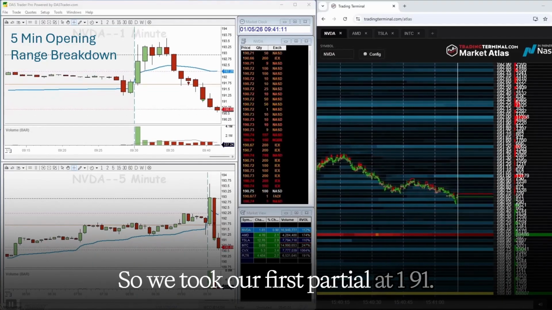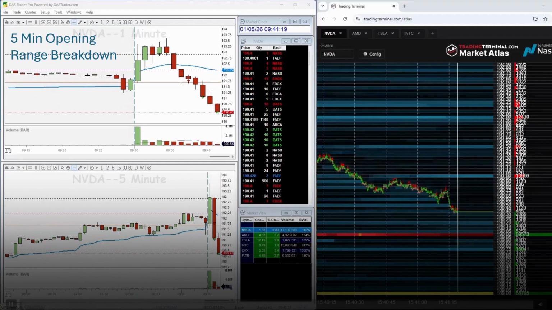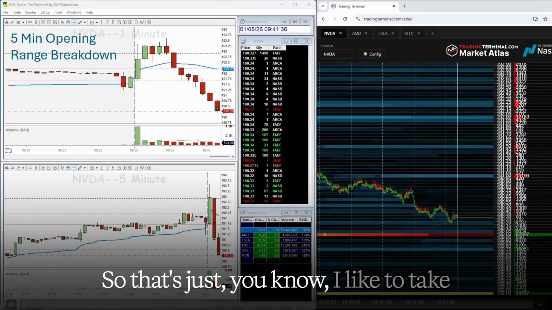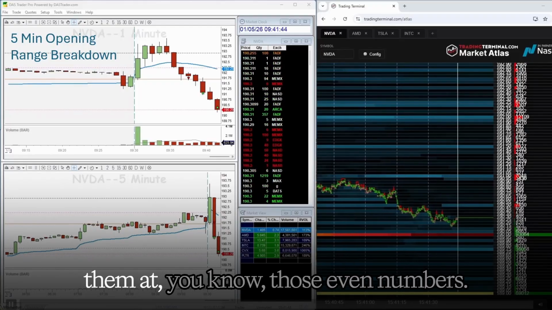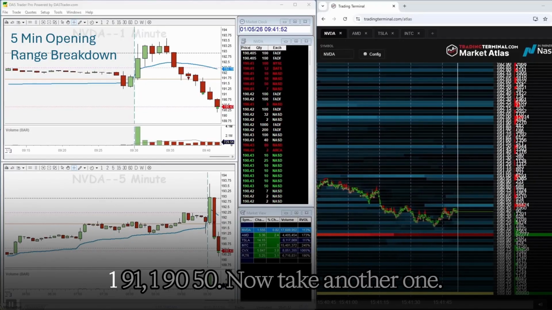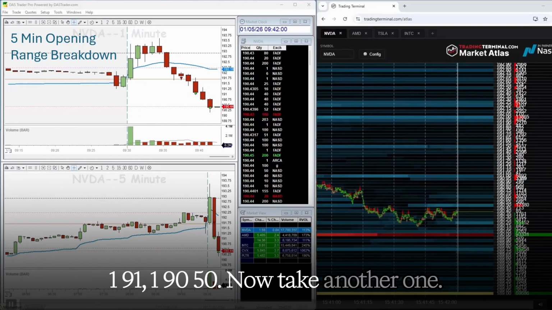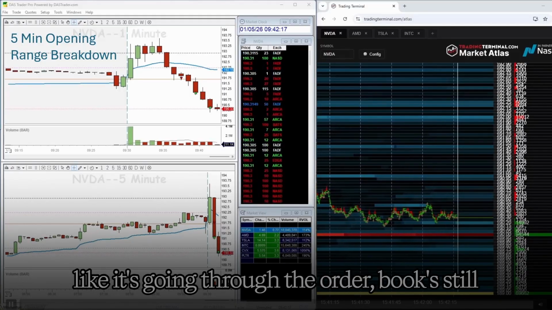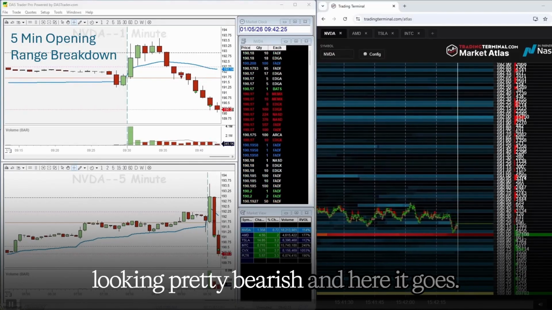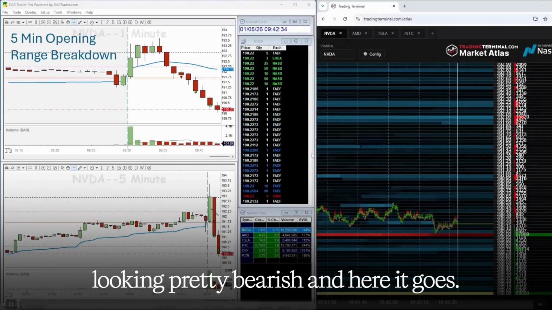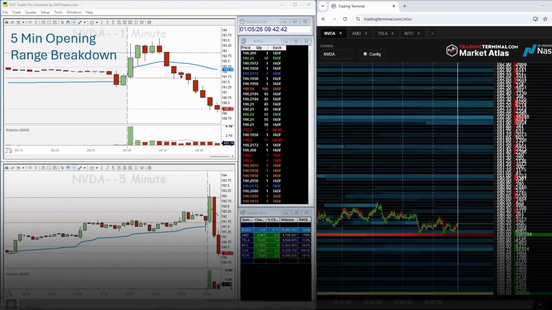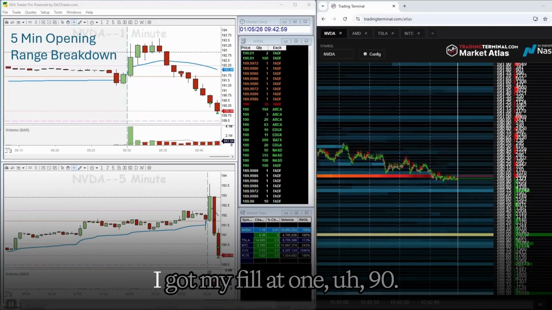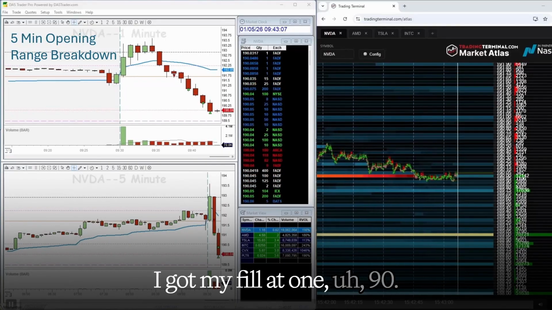So we took our first partial at 191. I take another one here at 190.50. I like to take them at those even numbers, 191, 190.50, and I'll take another one if it breaks down to 190, which it looks like it's going to. The order book's still looking pretty bearish. And here it goes. It is moving down. So there we go, I got my fill at 190.